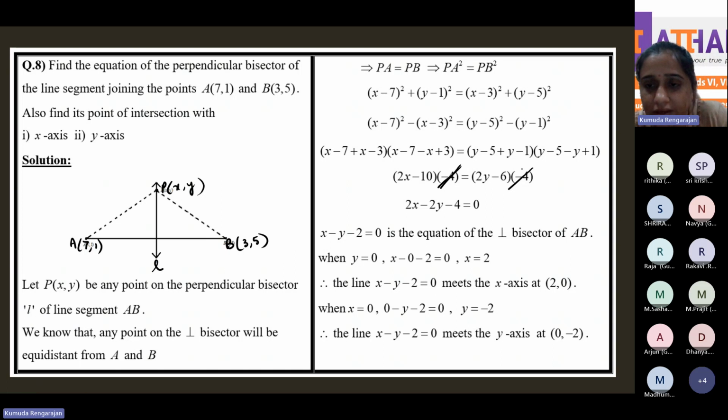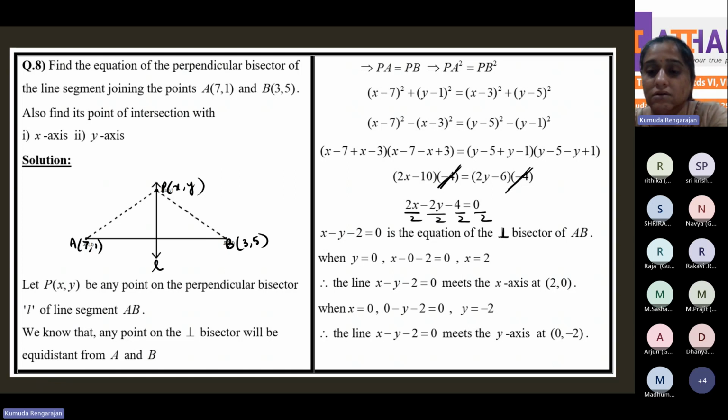So here I've cancelled the minus 4 on both the sides, and then we have 2x minus 10 is equal to 2y minus 6. When you bring everything to one side, 2x minus 2y minus 4 is equal to 0. When you divide by 2 throughout, you get x minus y minus 2 is equal to 0. And that is the equation of the perpendicular bisector.